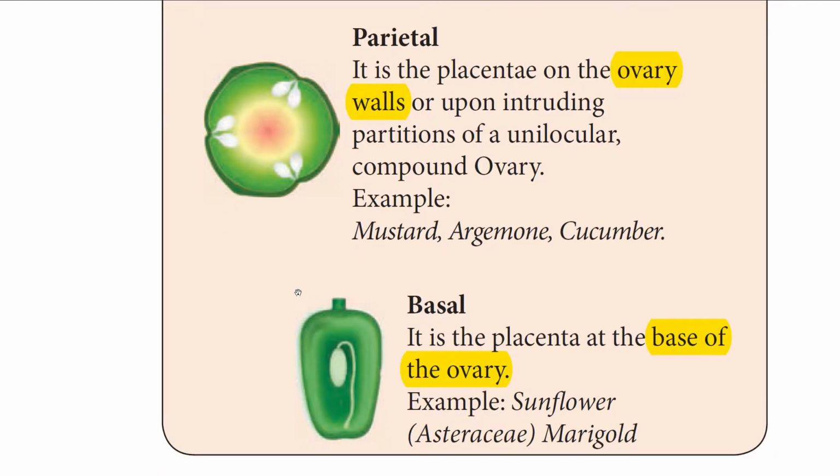The last one is called basal placentation, where the placenta lies at the base of the ovary. So from there the ovule will be attached. Then it is called basal placentation. Example, sunflower, marigold, Asteraceae family.